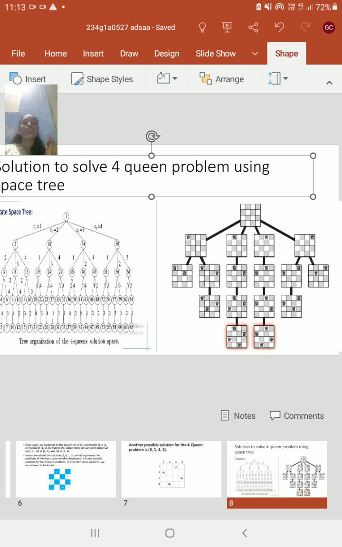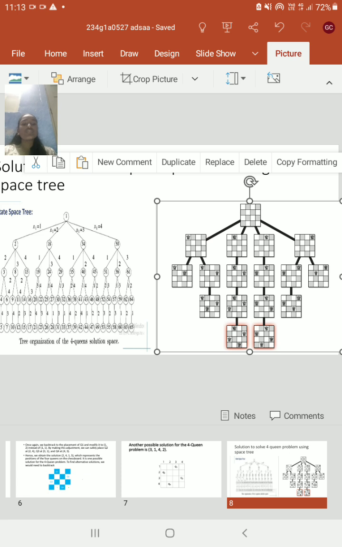So now we have to backtrack. We have to go back and check, is there any chance to place q2 at the fourth column? Is there any chance to get a solution for q3 to place at the third row? Yes, we can place q3 at the second column, but we won't get any solution to place q4 at the fourth row. Now again go back.